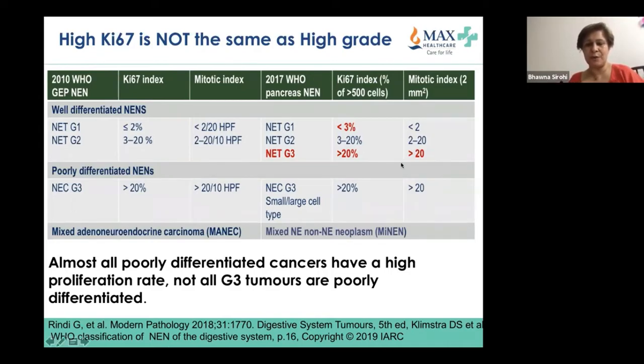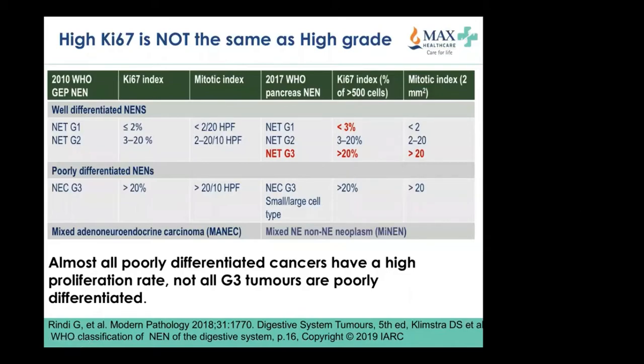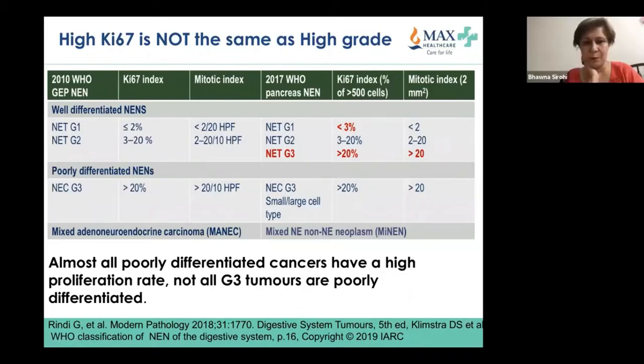So you have the 2017. So now you have well differentiated and poorly differentiated. The first three columns are 2010 and the next three columns are 2017. I'm not going to discuss the bottom one, which we used to call mixed adenoneuroendocrine carcinoma. It is now relabeled as mixed neuroendocrine, non-neuroendocrine neoplasm, where you have the neuroendocrine element and a non-neuroendocrine element.